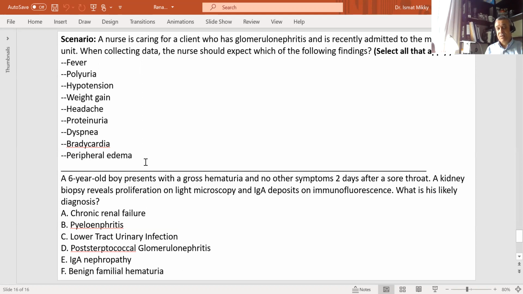And IgA nephropathy, Berger disease, a form of AGN, presents with gross hematuria 2 to 3 days after pharyngitis. After the patient has pharyngitis with a streptococcal or GI infection, then 2 to 3 days after that it causes the IgA nephropathy. And then about half of the children who develop this progress to renal insufficiency.